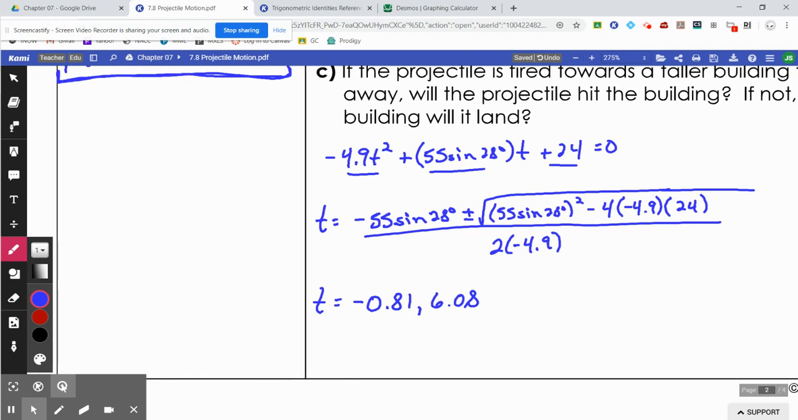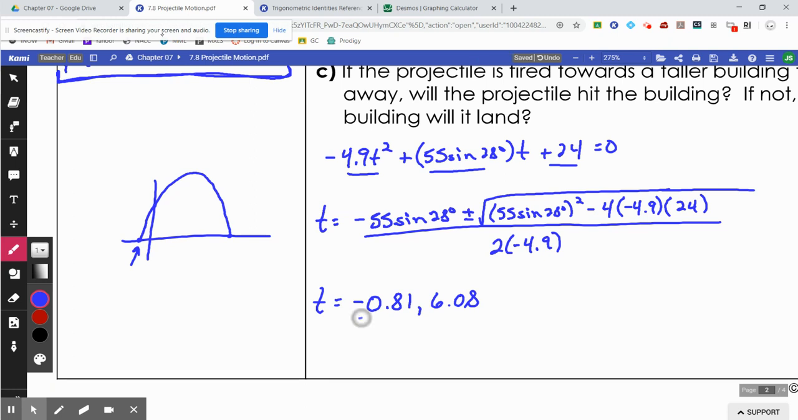And again, this is a parabola, and the reason you got that negative is it was launched from a height and it lands here. If it was a full parabola, you would have another x-intercept at negative 0.81, which we can throw out. Because again, it's not a full parabola. Our domain here is actually only from here to here. So after 6.08 seconds, it's going to land.